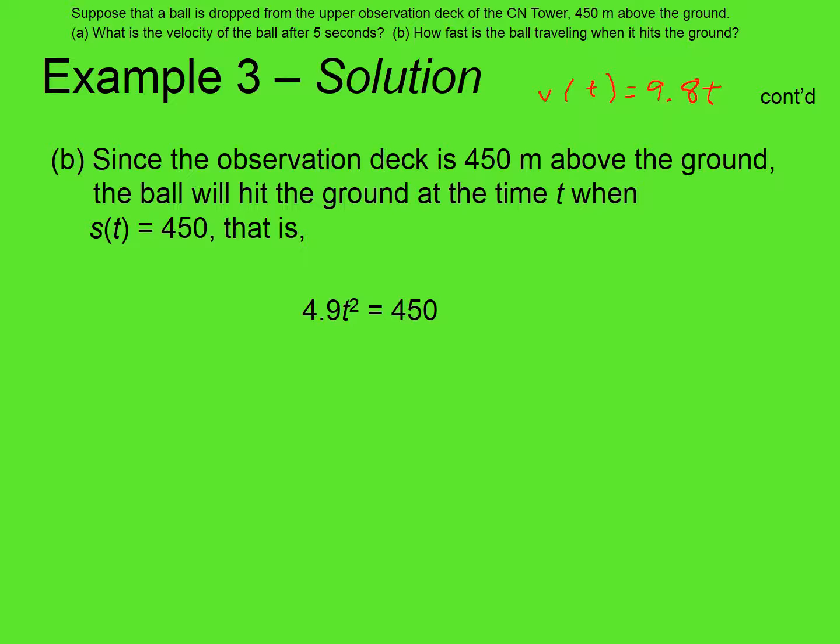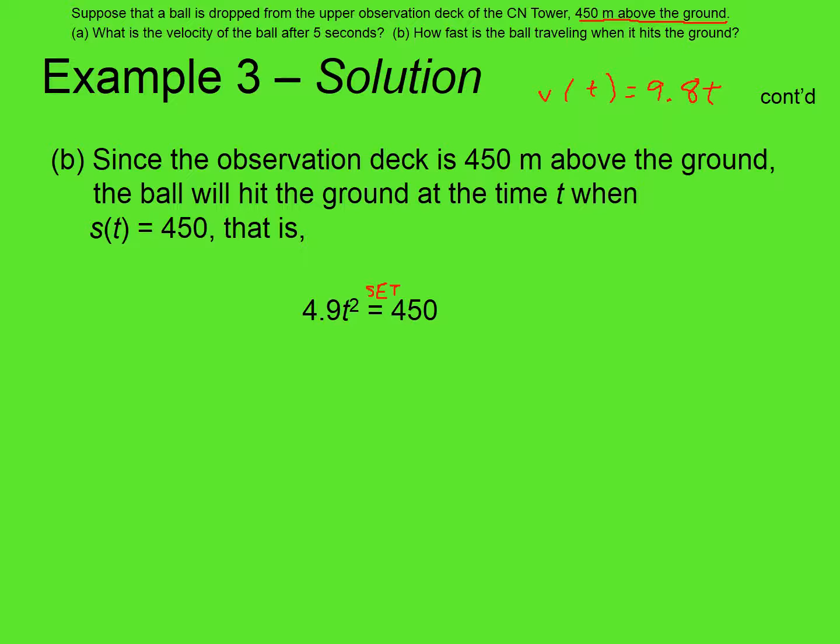Since the observation deck is 450 meters above the ground, the ball will hit the ground at time t when s of t equals 450, right? You're 450 meters above the ground. You have to fall that whole 450 meters for the object to be on the ground. And so we're going to set the position function equal to 450 and solve for t to figure out how long it takes the ball to hit the ground. When we know how long it takes the ball to hit the ground, we can use the velocity function to get the velocity at that time.